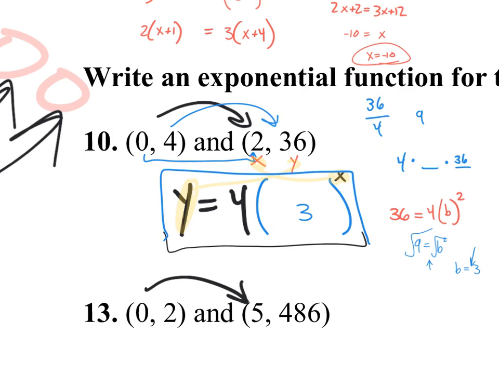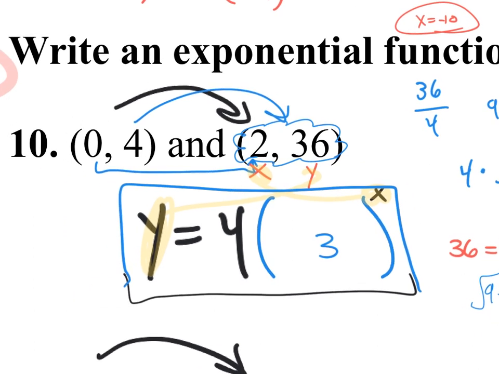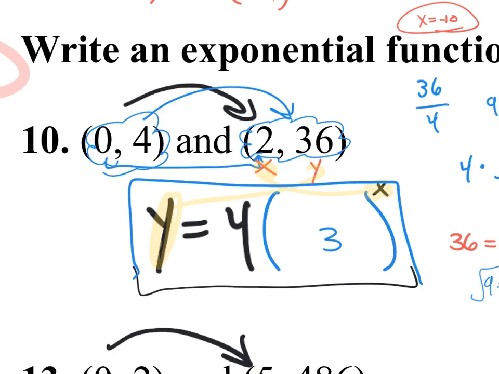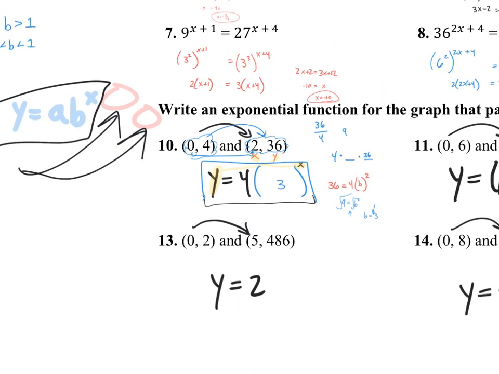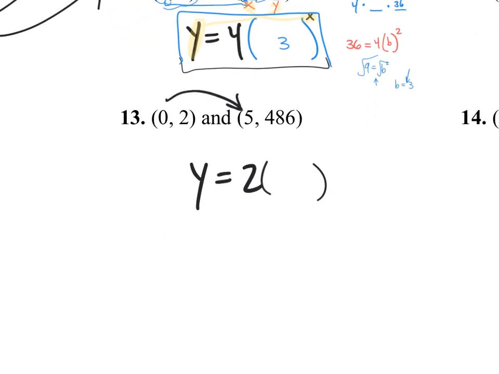And the reason this works, and you can check it with either coordinate point, if I check it for this coordinate point, if I plug in 2 for x, 3 squared is 9, 9 times 4 is 36. If I plug in 0 for x, 3 to the 0 is 1, 1 times 4 is 4. So for all these different ones, you're going to have to use that similar pattern.